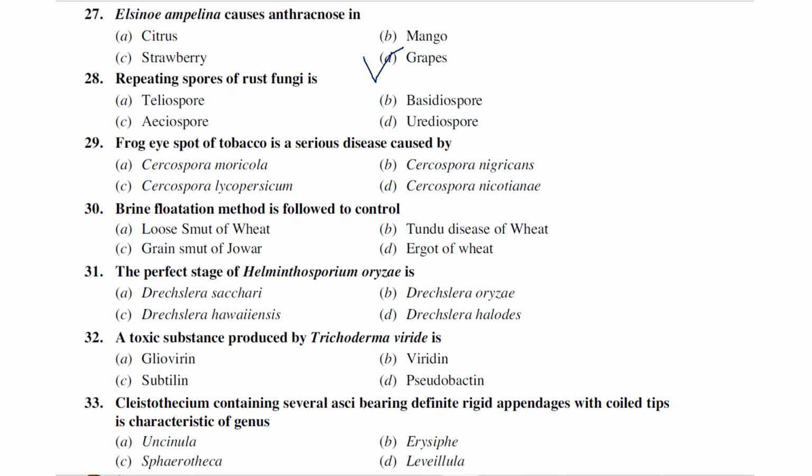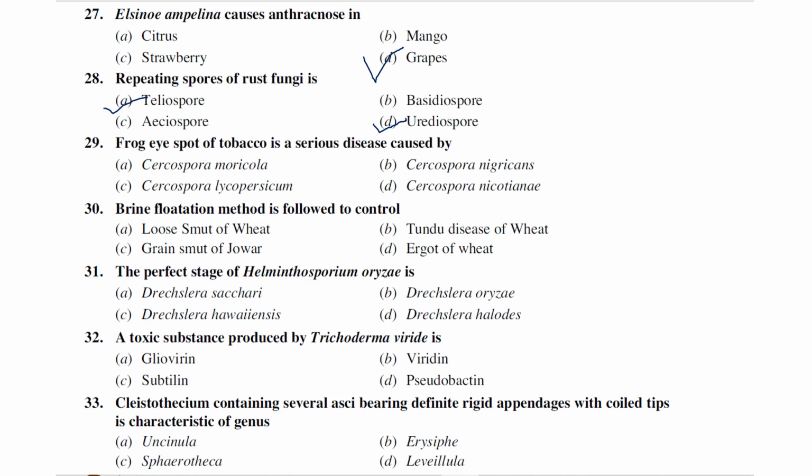Then the repeating spore of rust: teliospore, basidiospore, aeciospore, and uredospore. Generally, uredospore is the repeating spore, and teliospore is the resting spore of rust fungi. Uredospore completely repeats, that's why it's called a repeating spore. Teliospore is a resting spore. So the answer is uredospore.